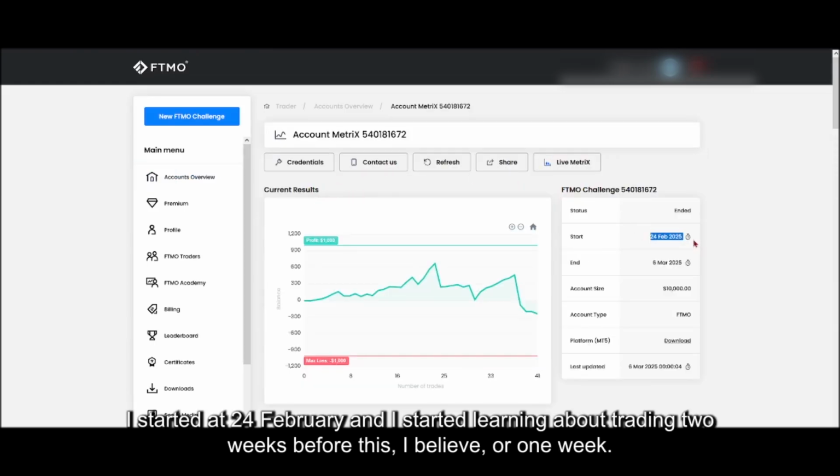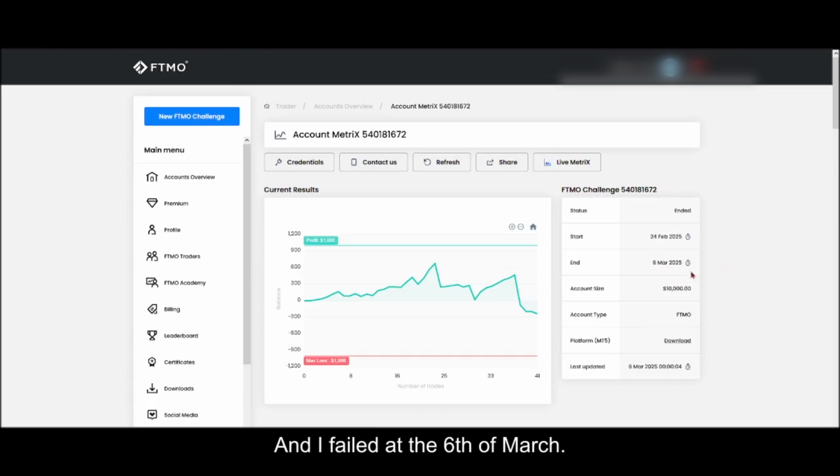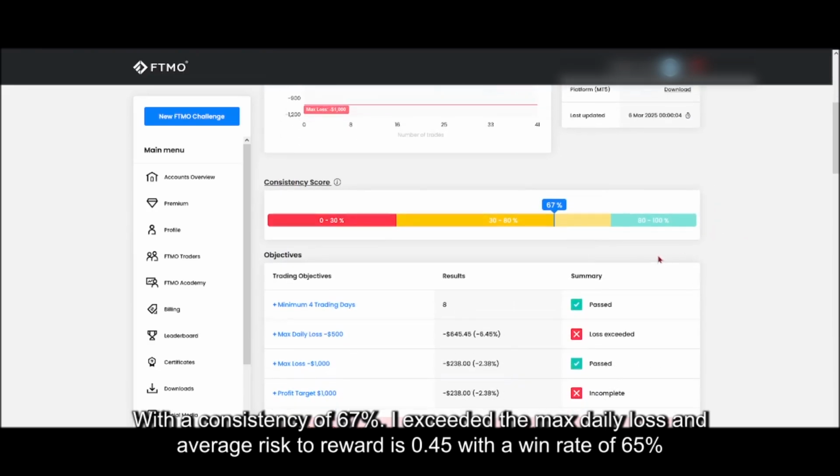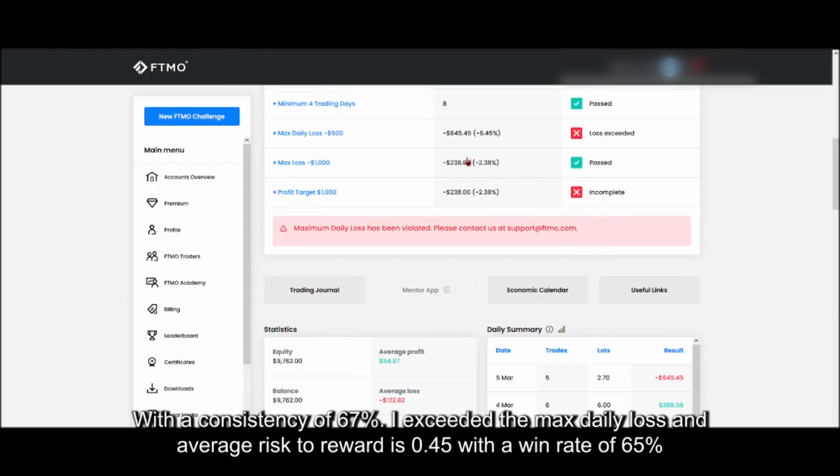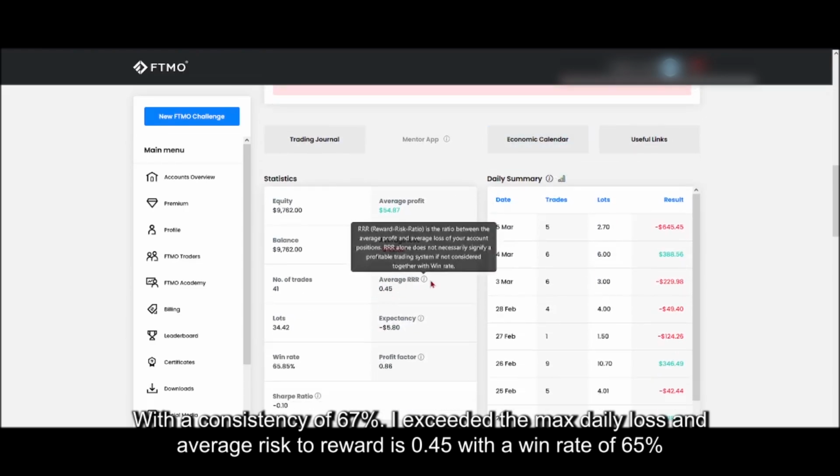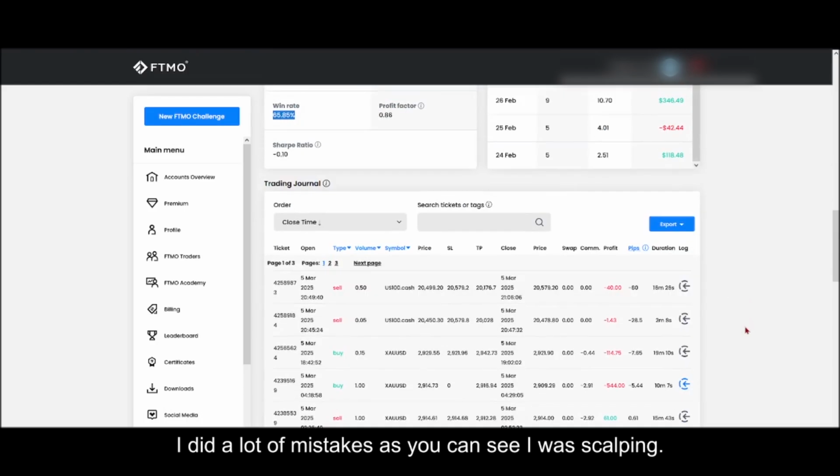I started on 24 February, and I started learning about trading two weeks before this, I believe, or one week, and I failed on the 6th of March with a consistency of 67. As you can see, I exceeded the max daily loss, and average risk reward is 0.435 with a win rate of 65. And I made a lot of mistakes.